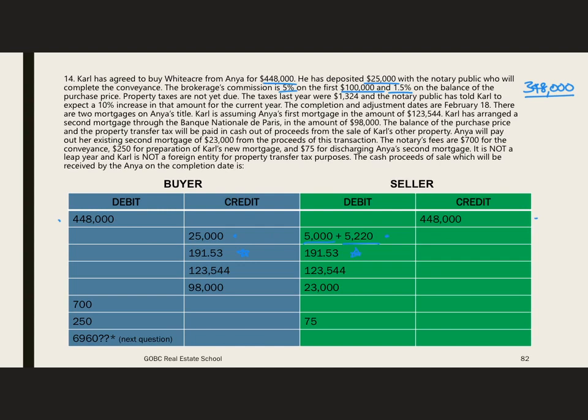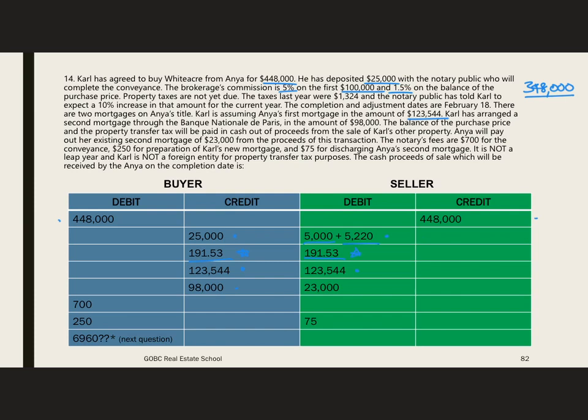So that was the $191.53 that we have here. Then we deal with the assumed mortgage. Anya is going to allow Carl to assume her first mortgage of $123,544. So we credit that to the buyer and we debit that to the seller. There's another mortgage of $98,000, which Carl is taking care of on his own. It has nothing to do with the seller, so that would just be a credit to the buyer.